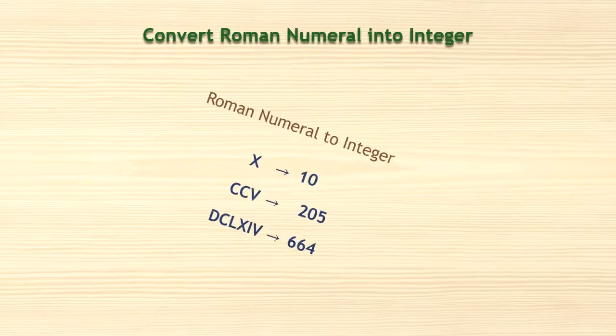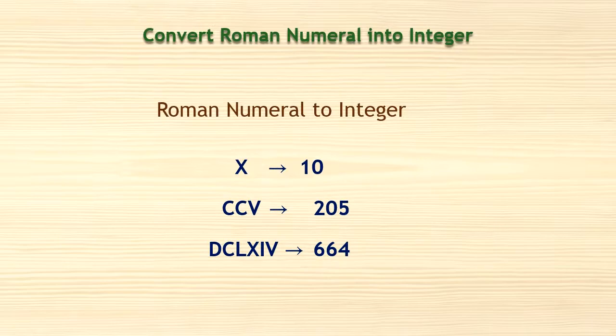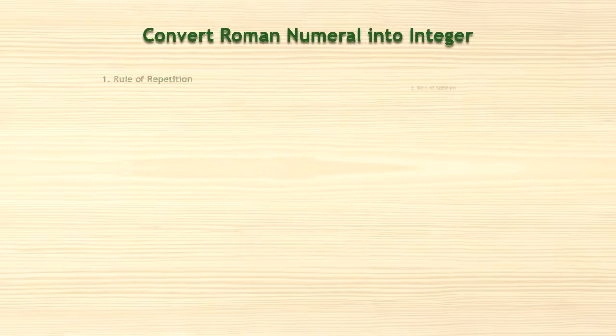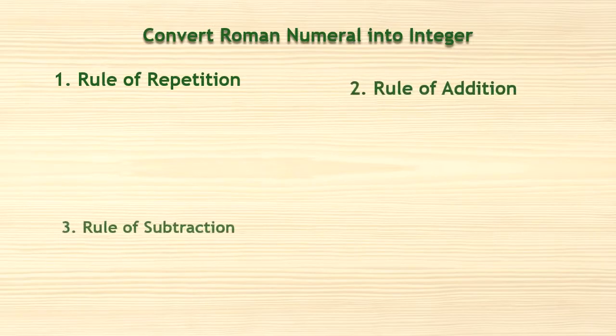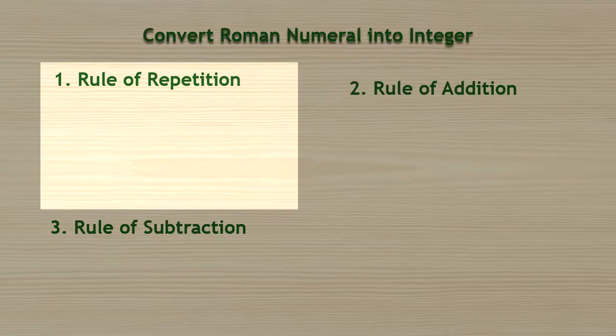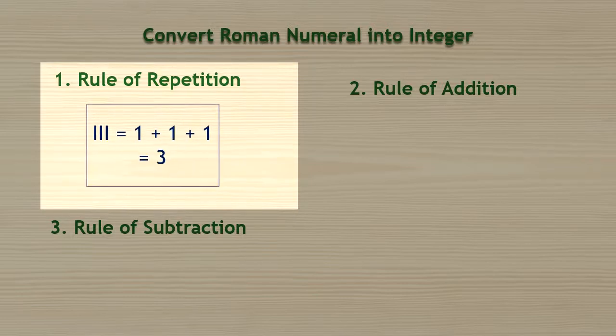Next, we see how to convert the Roman numeral into an integer. With the help of the rules of Roman numerals, we are going to make it simple and easy. First, let's start with the rule of repetition. If a symbol is repeating, then we simply add its value to get the integer. Example, take III. Here I represents 1, so 1 plus 1 plus 1, which is 3.